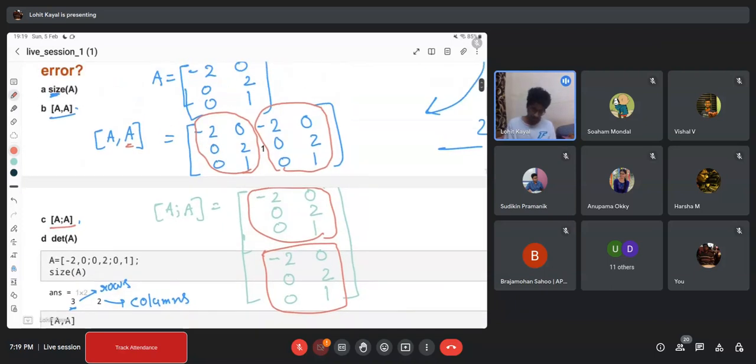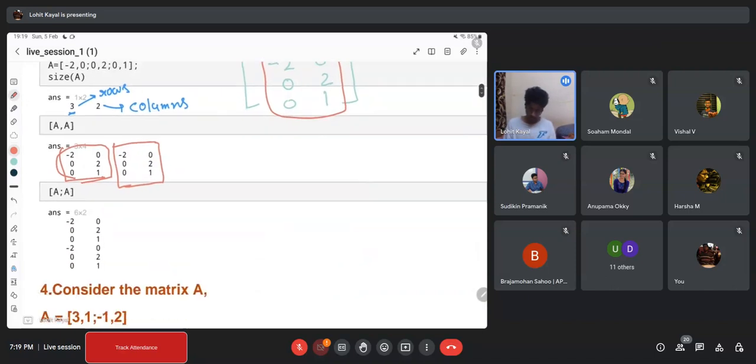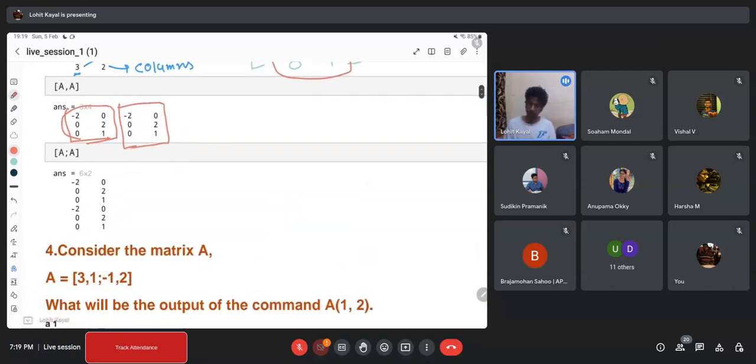These two are known as the catenation process, where I am combining two matrices. And this is the MATLAB code for that: minus 2 0 0 2 0 1. As I have told, treat this as a whole element, and this will be the new element.